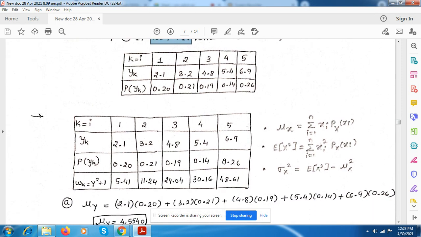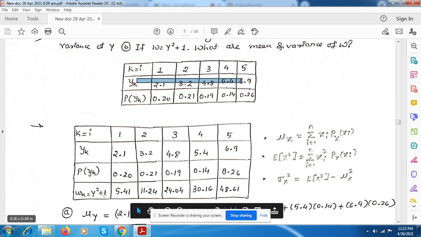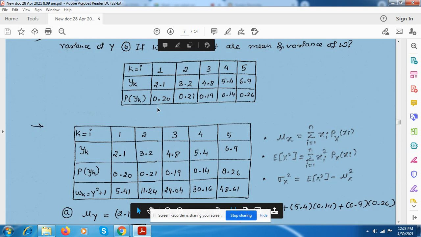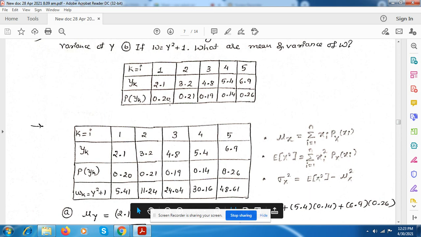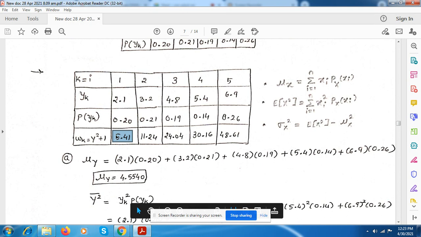So yesterday we had seen how to calculate this W value using this equation. We know what these YK values are, so we have to square the Y value and add 1 so that we can get the WK value. So here, the first value is 2.1. So 2.1 square plus 1, we get it as 5.41.